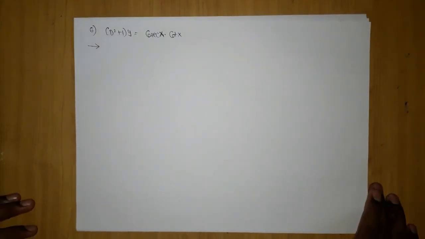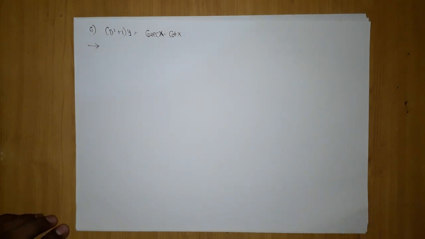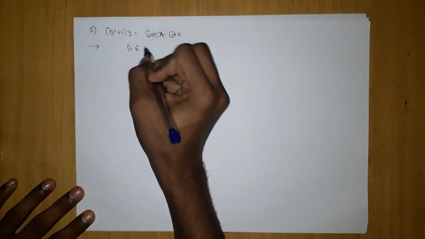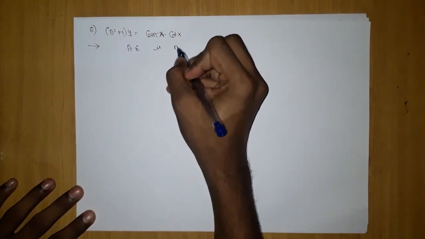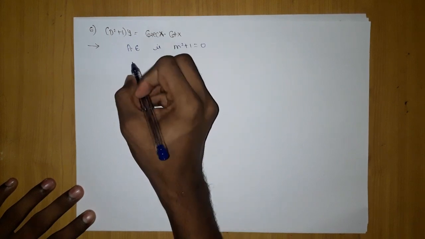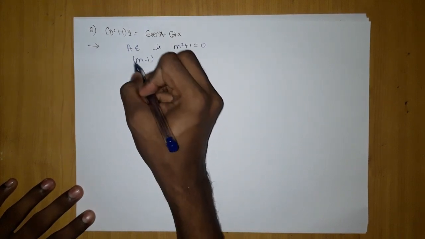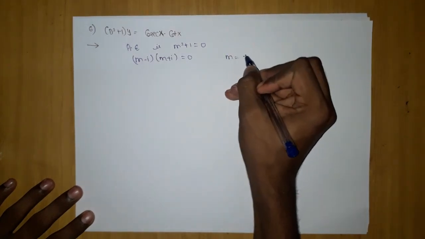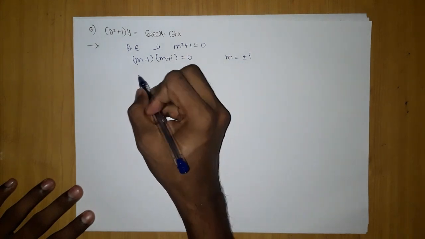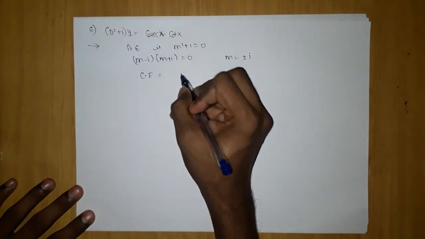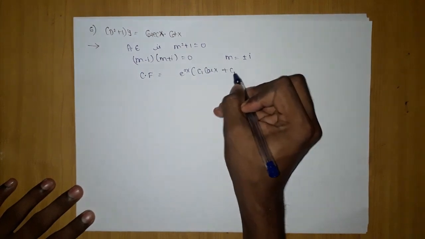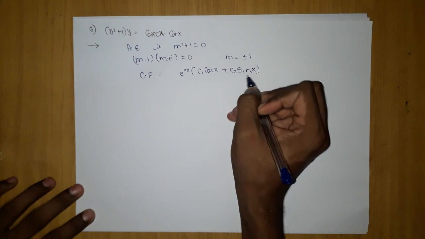Now let's begin with the question. The sixth question which we are going to take is (D square plus 1) y equals cosec x dot cot x. Now the auxiliary equation in this is given by m square plus 1 equals 0. So (m minus i)(m plus i) equals 0, giving me m equals plus minus i. Now the complementary function is nothing but e to the power 0x (c1 cos x plus c2 sin x). This one is very simple.